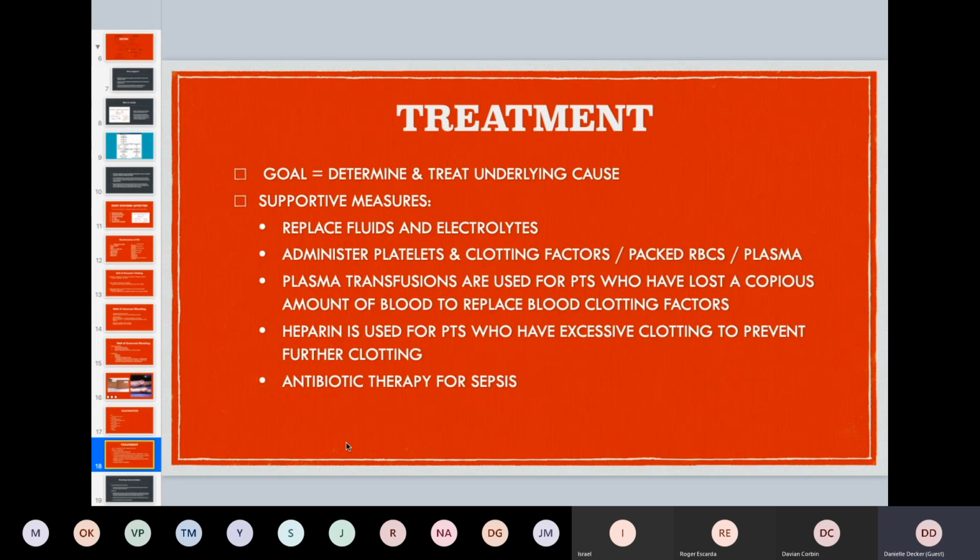So for the treatment, as we said earlier, our goal is to determine and treat the underlying cause. Supportive measures include replacing the fluids and electrolytes, and administering platelets, clotting factors, packed red blood cells, and plasma. Plasma transfusions are for patients who have a lot of hemorrhaging and need to replace the blood clotting factors. Heparin is used as prophylaxis for those who also have excessive clotting, and antibiotics are used for sepsis.